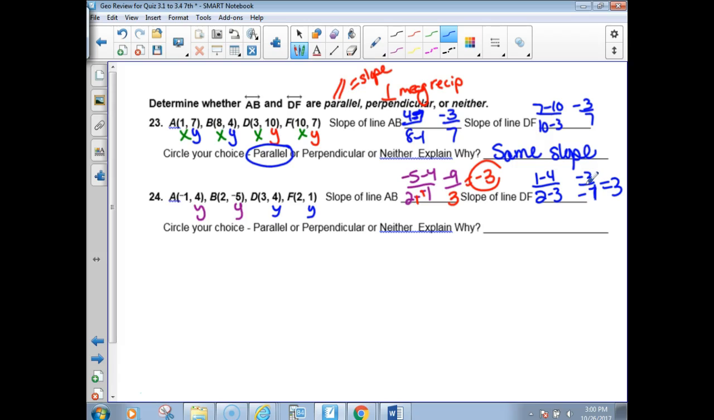Now, they're opposite in signs, but they aren't reciprocals. Therefore, they're not parallel because it's not the same number, right? They're opposites. And it's not perpendicular because they are not reciprocals of one another. So therefore, we say neither, and that's because they're not the same slope and not negative reciprocals.